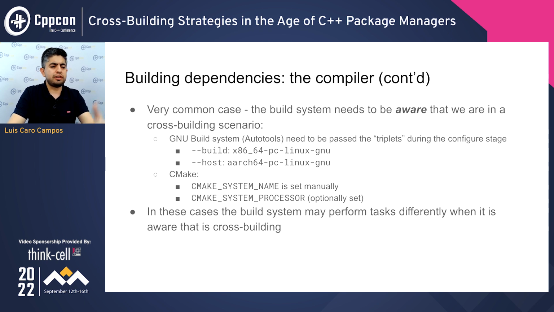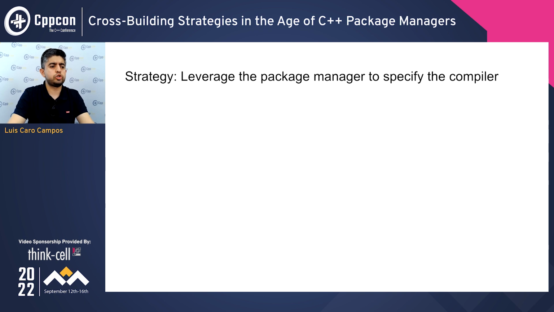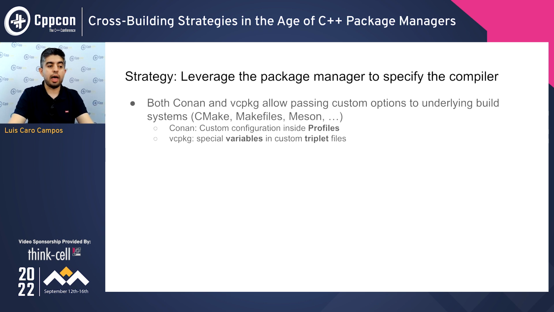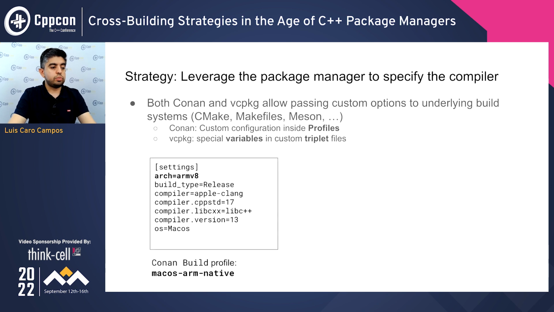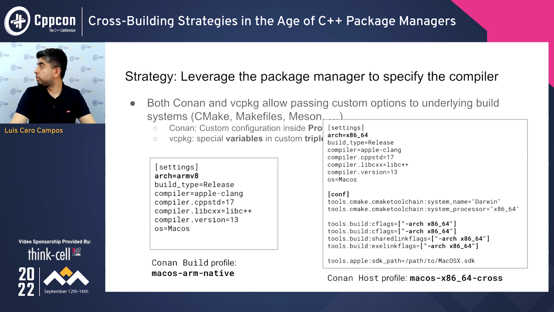So the first strategy that I want to propose here is to leverage the package manager to specify the compiler for the dependencies that you want to build, right? Both Conan and vcpkg allow passing custom options to the underlying build system, so we can do just that. I'm going to show you an example of how we can do this with Conan. This would be an example of a profile modeling the native toolchain, right? This is actually for my own laptop, where I'm running Apple Silicon on an M1 chip, and I'm currently running Apple Clang version 13. But now I want to have a Conan profile that has the settings to be passed for me to generate Intel x64 code, right? So this is what it would look like.